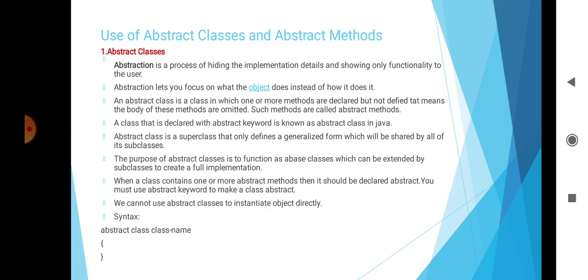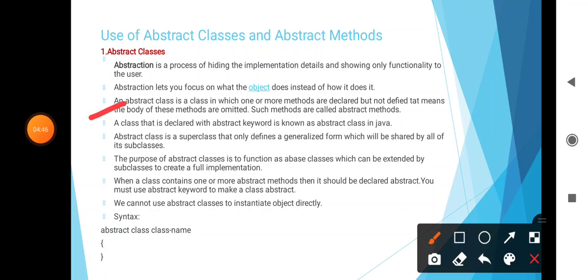Abstraction is a process of hiding the implementation details and showing only functionalities to the user. Abstraction lets you focus on what the object does instead of how it does it. Here we will see the abstract class. An abstract class is a class in which one or more methods are declared.